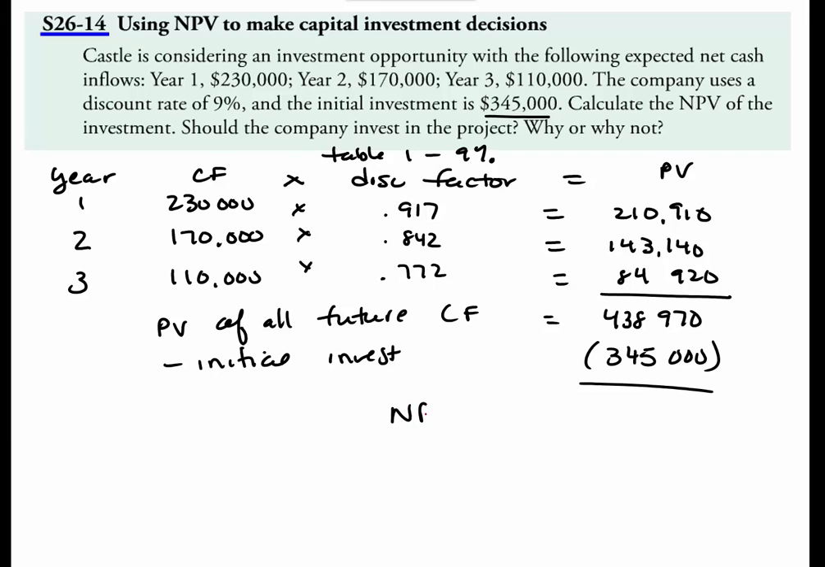And so the net present value of this project is 93,970. And so they should either go ahead and invest or at least pursue this further, depending on what else they've got, because it returns at least their 9% goal. So that's what it looks like with uneven cash flows.